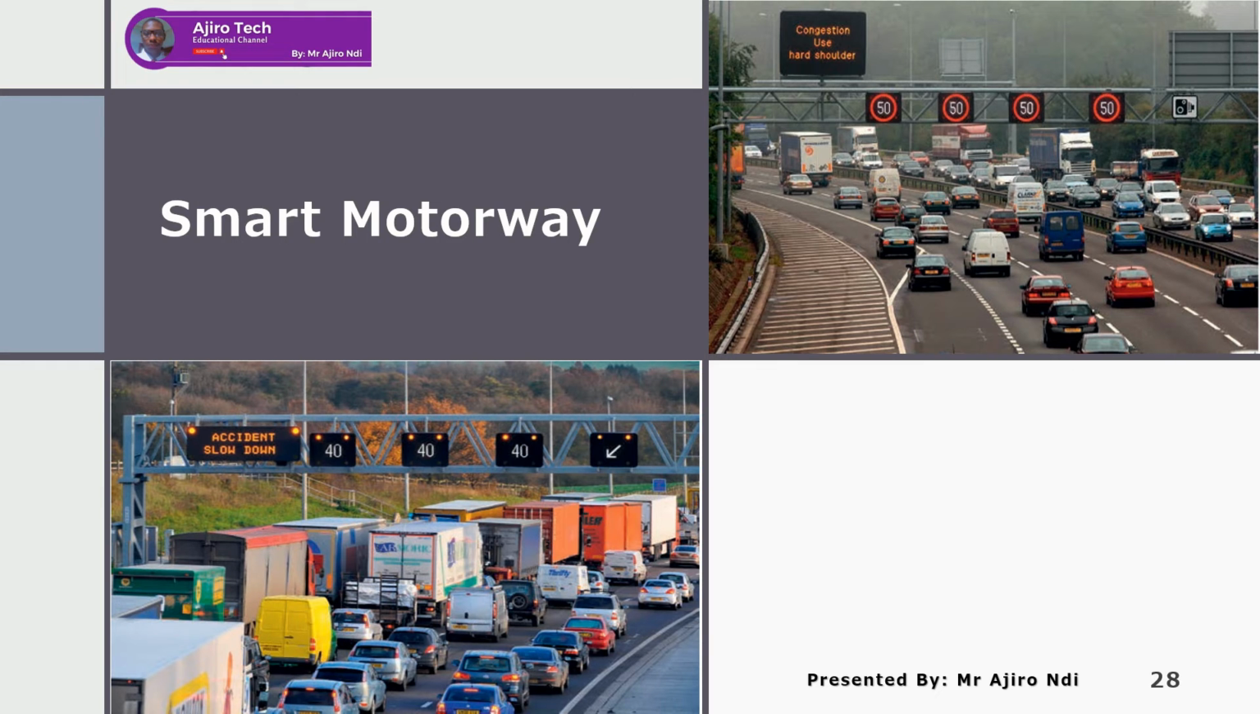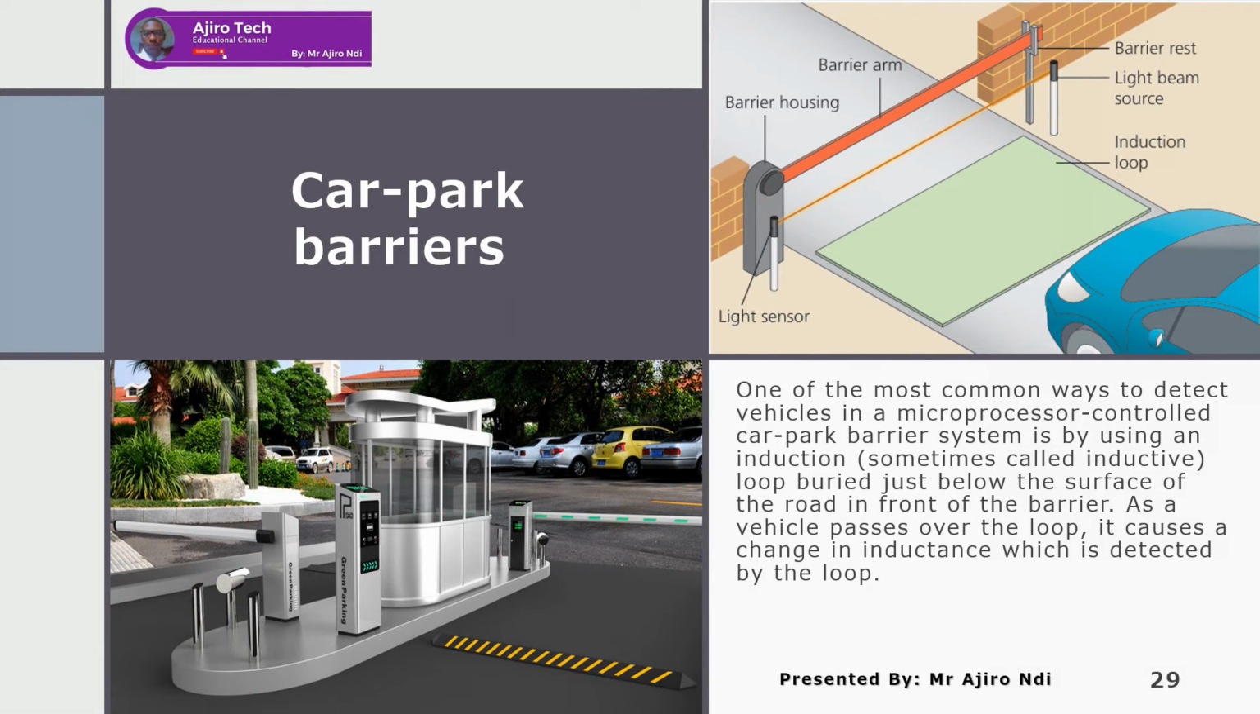Okay, let's talk about car park barriers. Right there on the screen, one of the most common ways to detect vehicles in a microprocessor-controlled car park barrier is by using an induction, sometimes called inductive, loop buried just beneath the surface of the road in front of the barrier. As a vehicle passes over the loop, it causes a change in inductance, which is detected by the loop. The metal in the vehicle causes a change in the magnetic field. Okay, this in turn causes a current to flow.